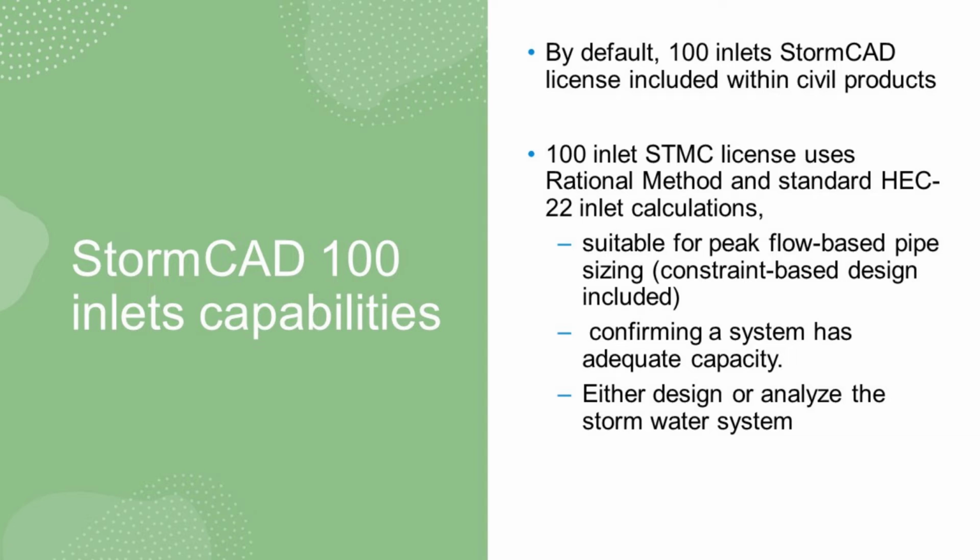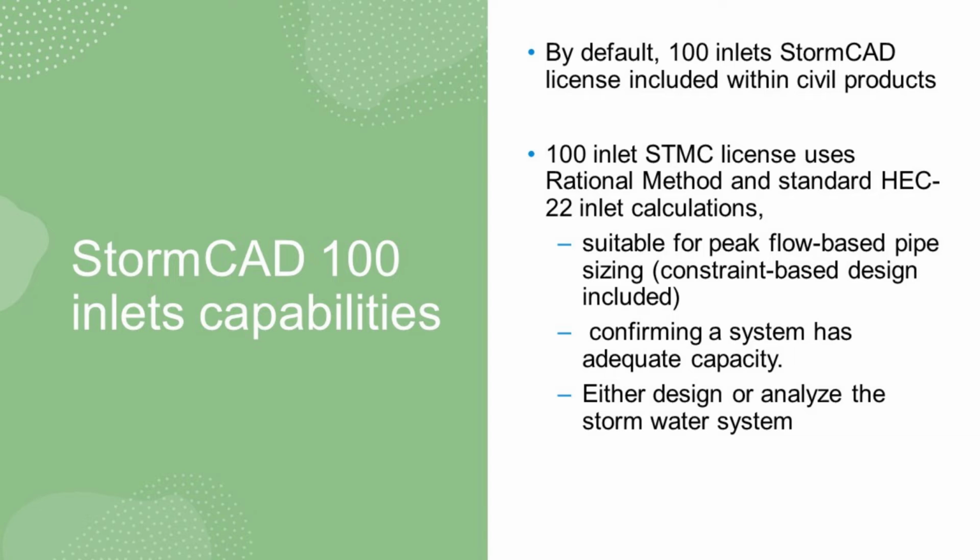Civil products have the StormCAD 100 inlets license included within them. That means you don't need to install a separate product like StormCAD or CivilStorm to use that functionality. It is built into the civil product. You just need to go ahead and select the license and you are done. So what does the 100 inlet StormCAD license mean and what does it cover?